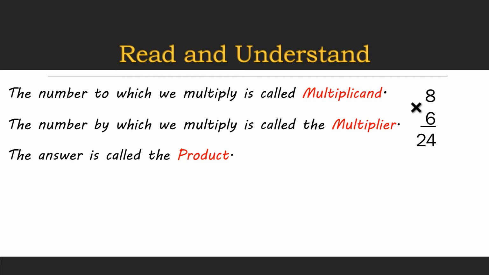So here the first number, 8, is called the multiplicand. The second number, 6, is called the multiplier. And the third number, which is the answer, is called the product. So the answer of the multiplication is called the product. And here you can see the multiplication sign, which is a cross.